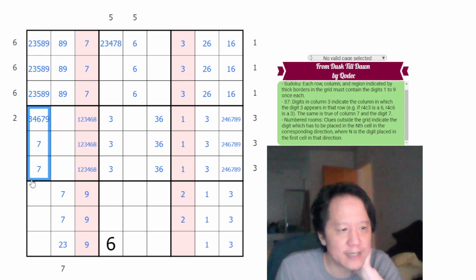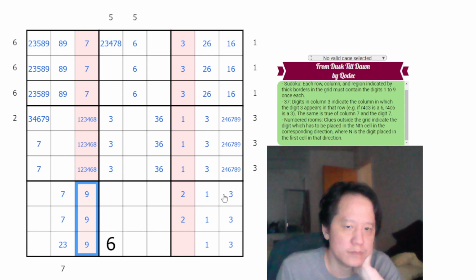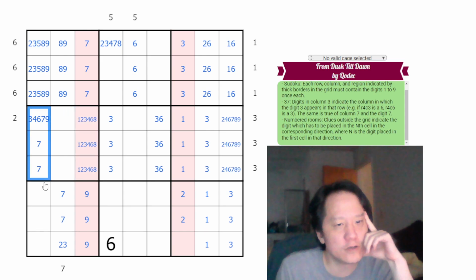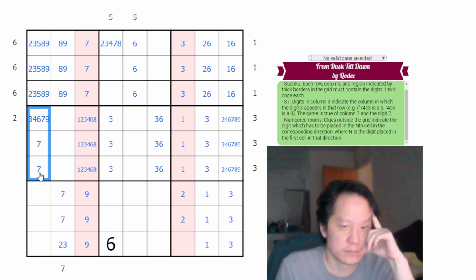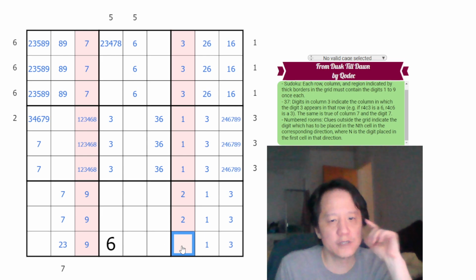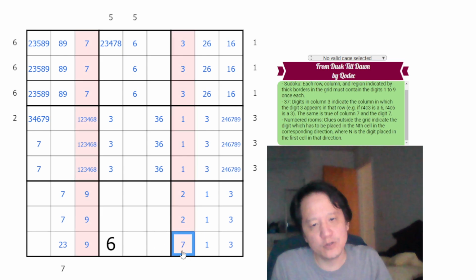This could be 7 and 9, right? We know that the 9 has to be here, right? Because of the 3. So the 9 has to be here. The 8 has to be here. But we don't know if the 9 has to be here, right? So this is either... Oh, wait. This could be 7, 8, or 9. It cannot be 1, 2, or 3.